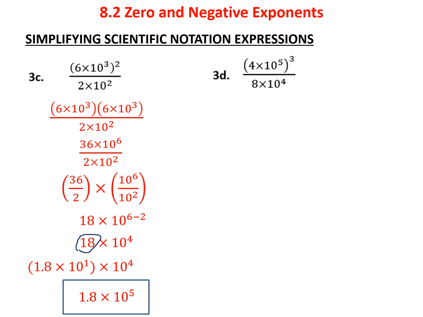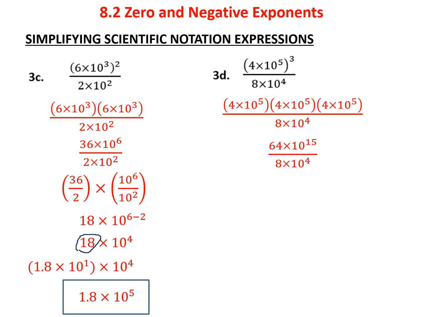3D, again, we have the top factor to the third power. So we're going to take what's inside the parentheses times itself 3 times. So now I'm going to have 4 times 4 times 4, and 10 to the 5 times 10 to the 5 times 10 to the 5, or 4 times 4 times 4 is 64, and 10 to the 5, 5 plus 5 plus 5 is 15. And now we'll simply divide them.